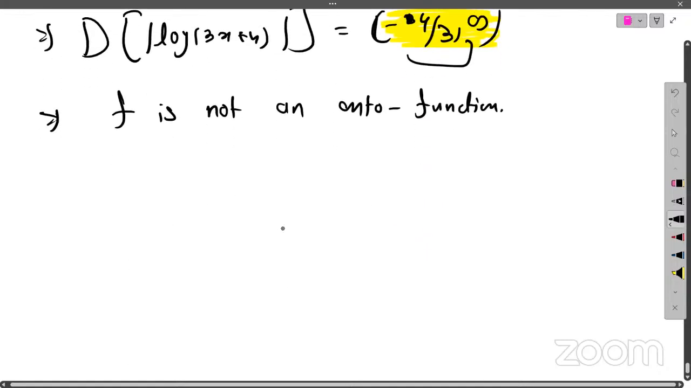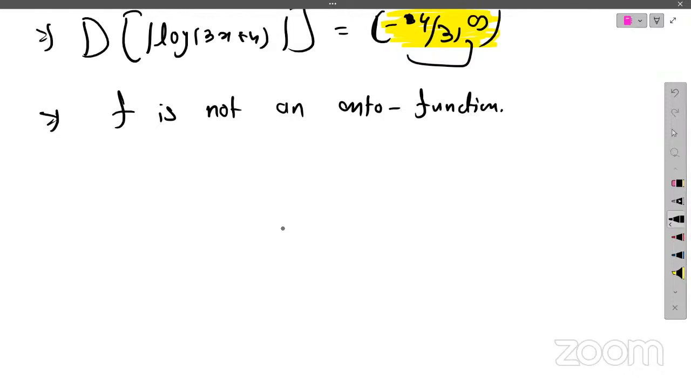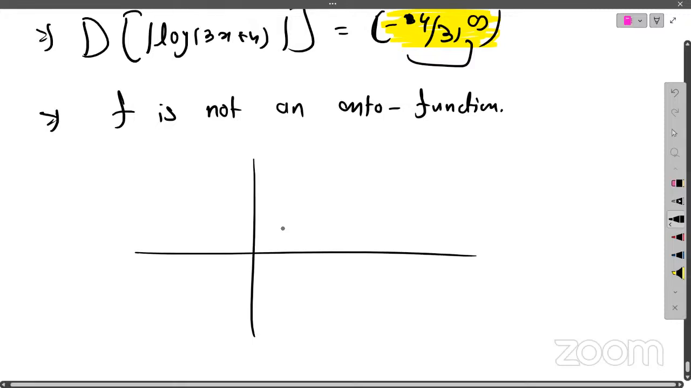Ma'am, even if it's not the modulus function, then also it won't be onto, because our domain is restricted to minus 4 by 3. No. It will be onto, because see, log function is onto. Still, the domain of log is 0 to infinity, right? The log function's range is what? The whole real numbers. So that's why it's an onto function. So if you compute the graph of this function, let's try to do that.